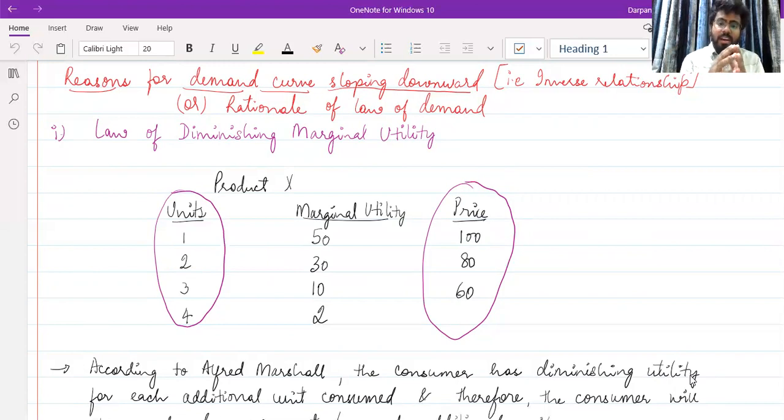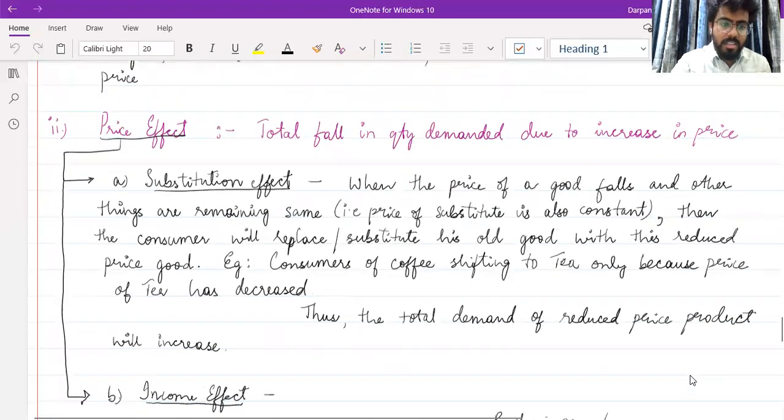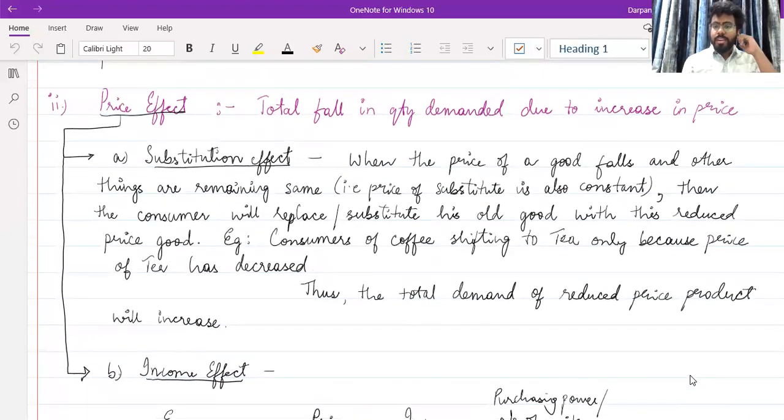Now, if I pay 100 again and get 30 utility only, will I be satisfied? No, I'm paying the same amount, but the utility has reduced. So what should happen to price? In order to let the consumer purchase more, the producer will have to reduce the price, right? Because the utility that the consumer is deriving is continuously diminishing, so the producer will have to reduce the price in order to sell more. Correct? Understood?